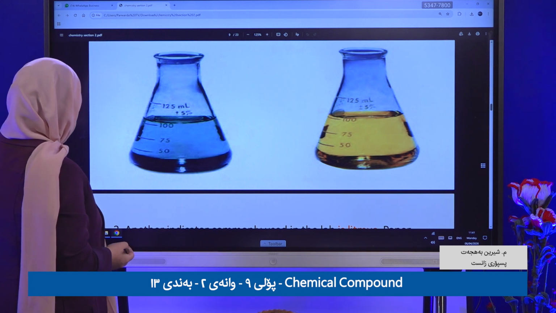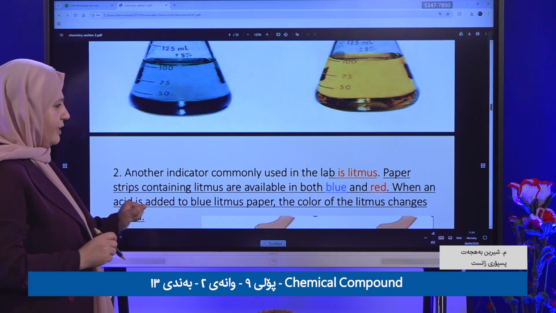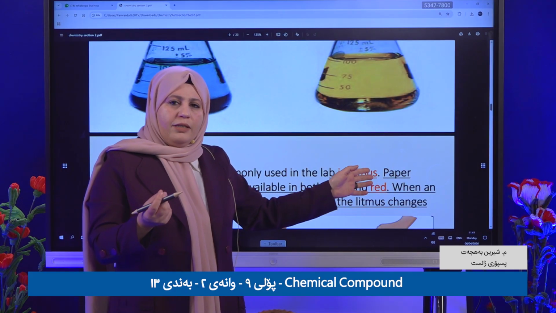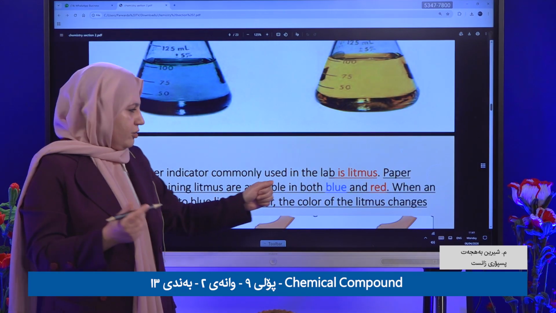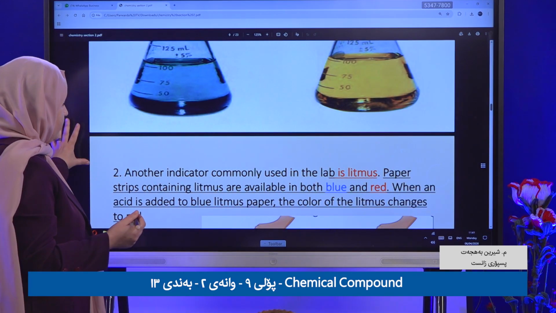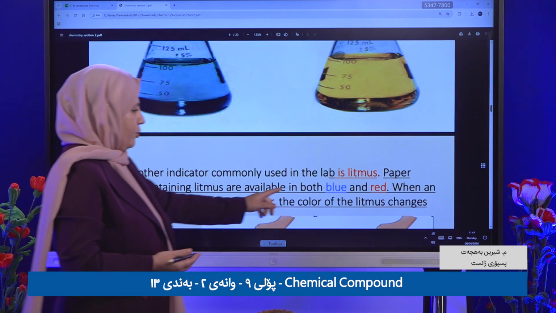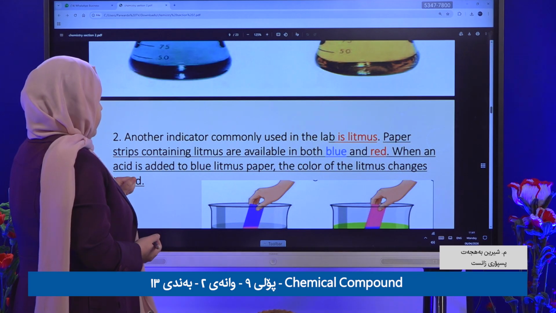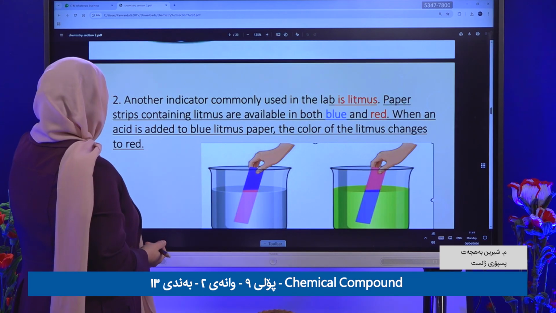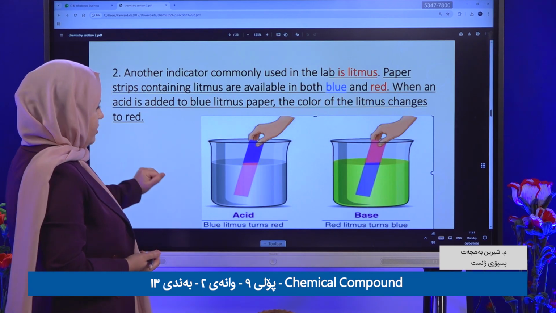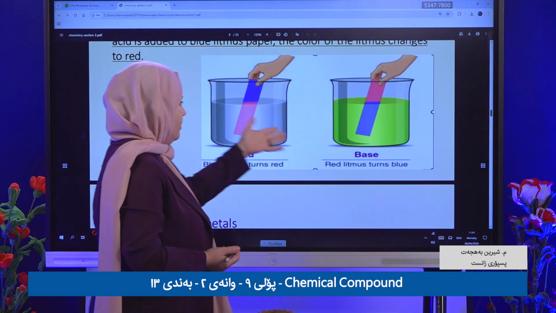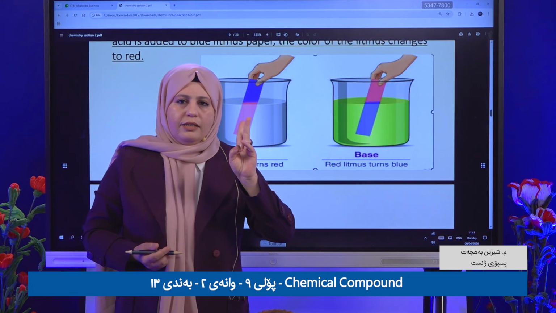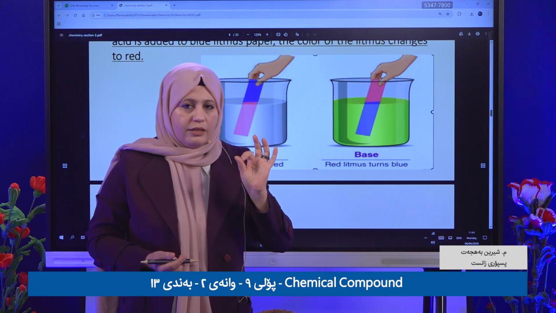Let us go to another indicator, as I mentioned before. It's litmus. It's like a paper. In Kurdish it's called litmus paper. Paper strips containing litmus are available in both blue and red. Okay, look at here. For example, we have two beakers. We have litmus. It has two colors, blue and what? Red.